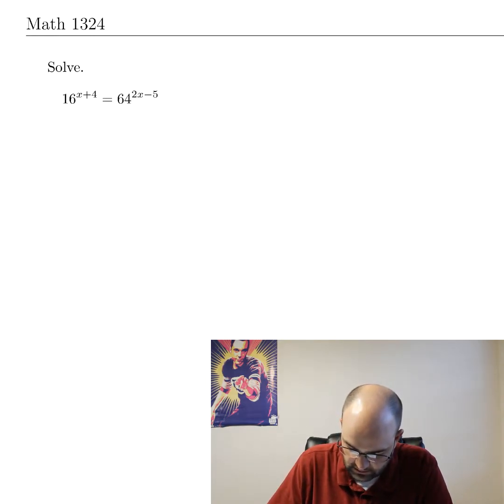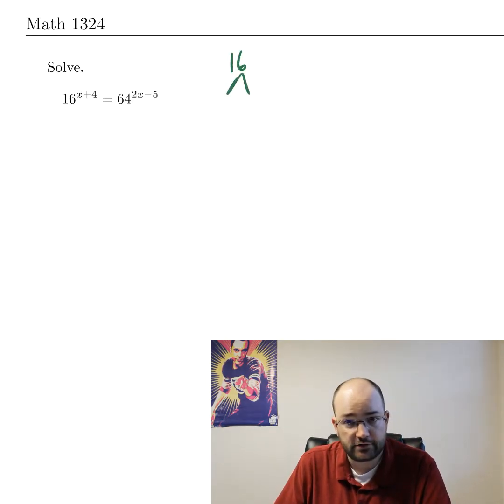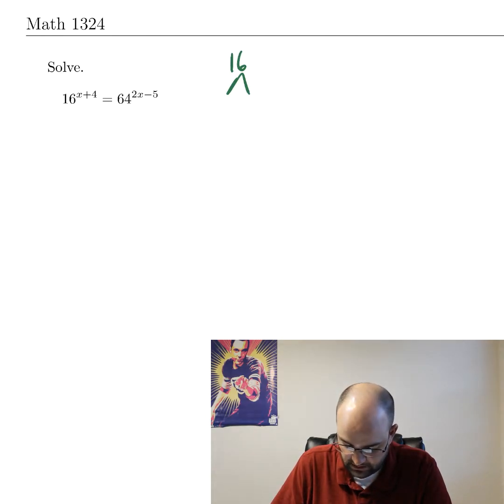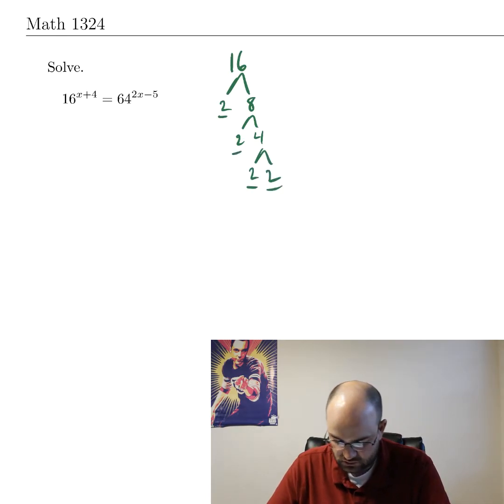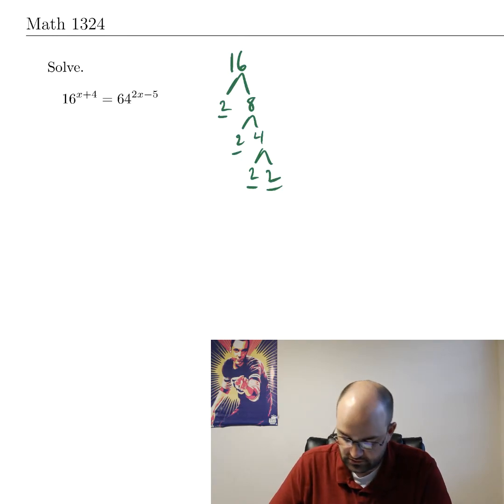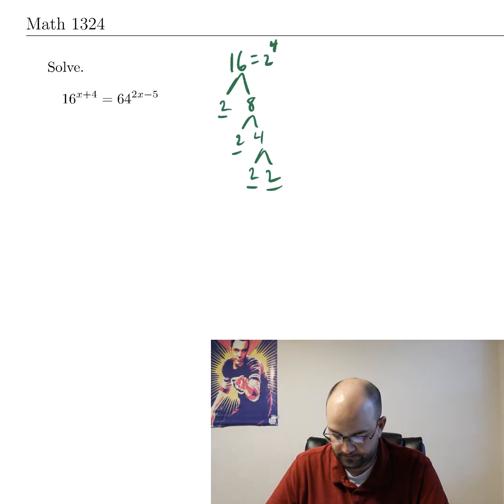So I'm going to take the 16 and factor it. Well, let's have a 2 and 8. 8 gives us 2 and 4, and 4 gives us 2 and 2. At the ends of these branches, we have 2's, a whole bunch of them. So that would be 2 to the 4th power.